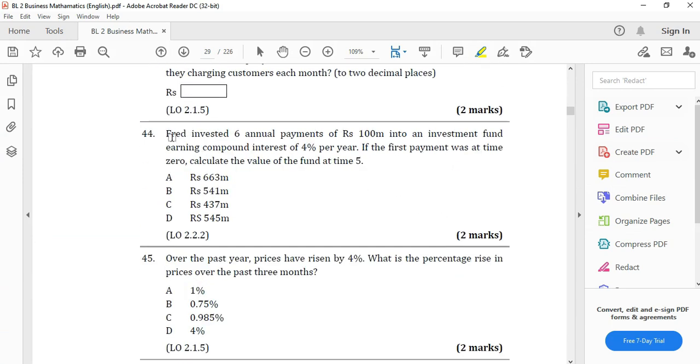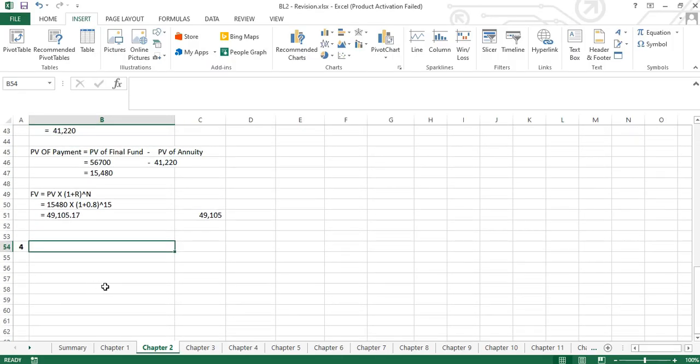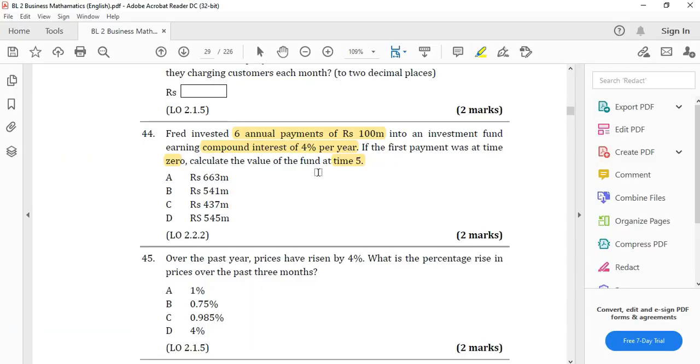Here they say Fred invested 6 annual payments of 100 million into an investment fund, earning compound interest of 4% per year. If the first payment was at time 0, what is the value of the fund at time 5? We know present value, we know something called annuity, and those formulas, whether annuity or discount factor, all represent the compound interest rate. Remember that. So no matter what they say in the question, even if they don't mention compound, it's still compound if they are asking for present values.